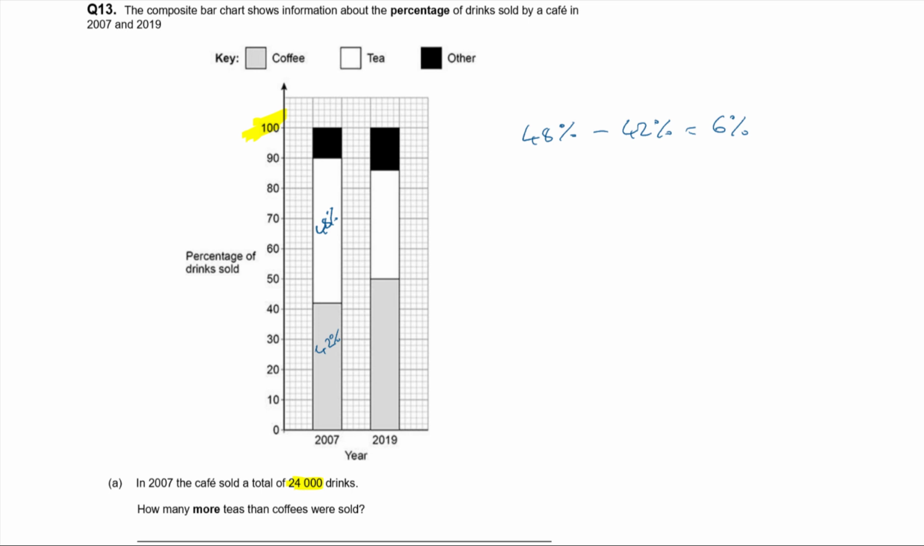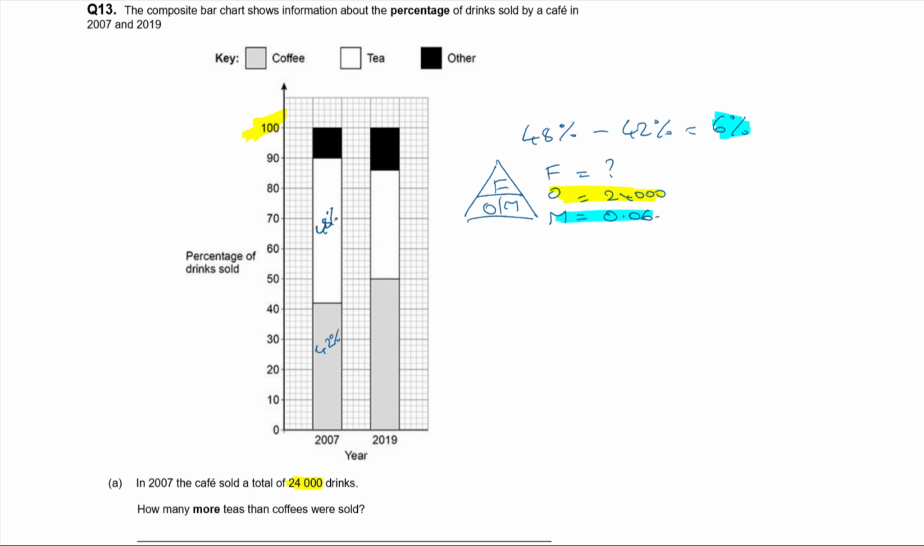Okay, so really all I need to do is find what 6% of 24,000 is. Okay, so final, original, multiplier. What we've got here. The final is what we're trying to find. The original is the total number of drinks sold by the coffee shop, which was 24,000, and the multiplier is going to be this 6% then, but written as a decimal number. So 6% as a decimal is 0.06.